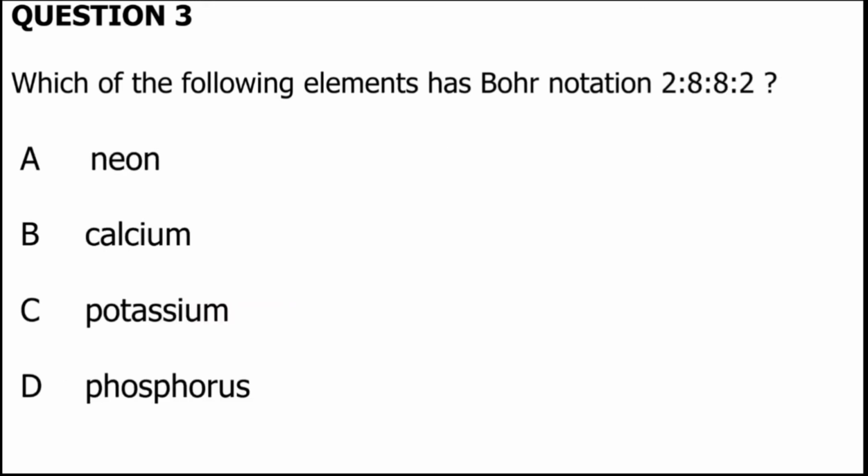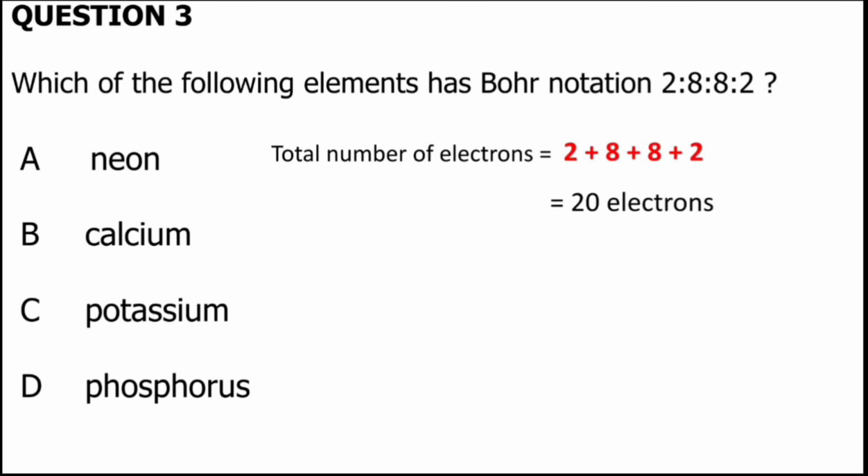Which of the following elements has Bohr notation 2, 8, 8, and 2? Well, to solve this question, I'm going to have to add the number of electrons. 2 plus 8 plus 8 plus 2. This gives me a total of 20 electrons.